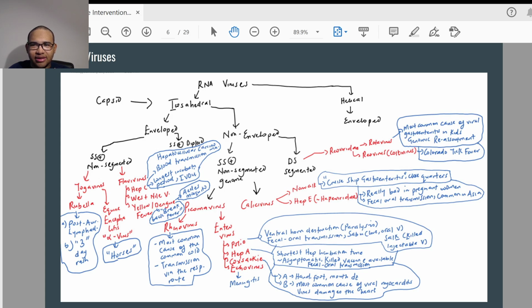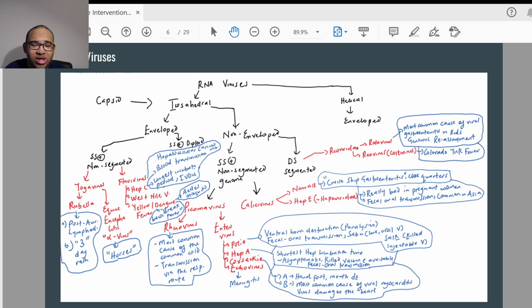And then another group under the positive sense, non-segmented, enveloped RNA viruses, we have the flaviviruses. Then we have Hep C, right? Remember, it can cause hepatocellular carcinoma. It tends to be transmitted through blood transfusions, has the longest incubation period of all the hepatitis viruses, and it's also common in IV drug users, right?